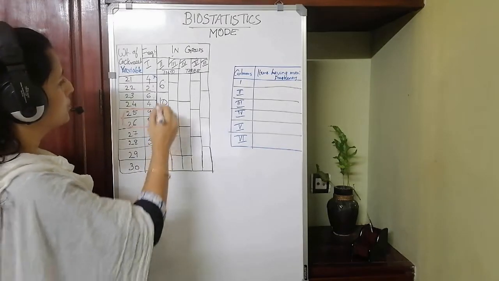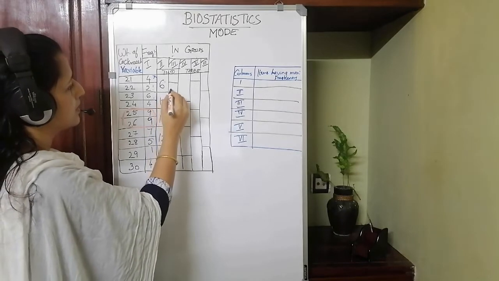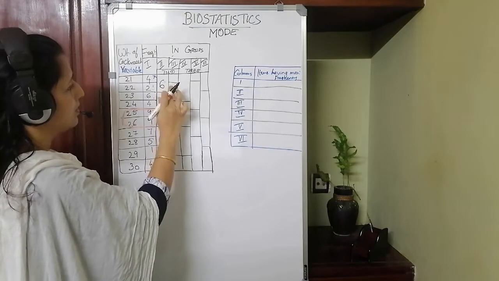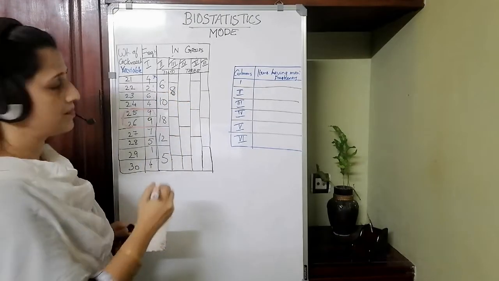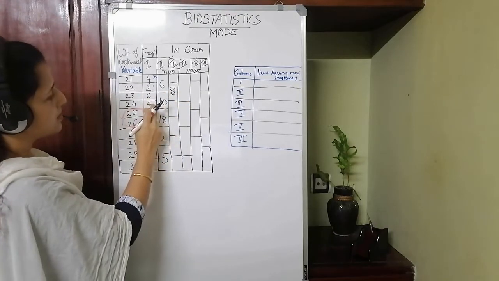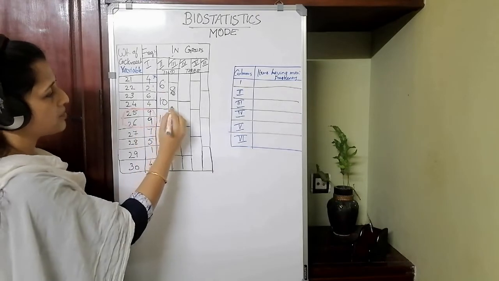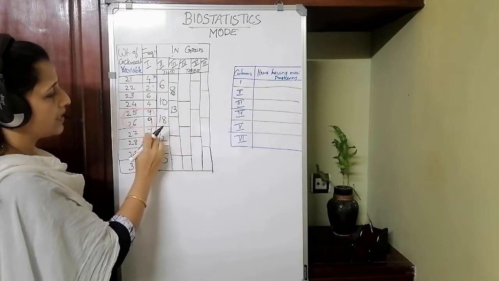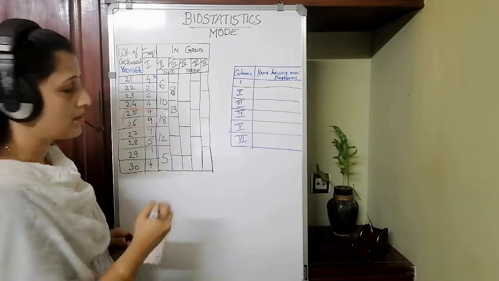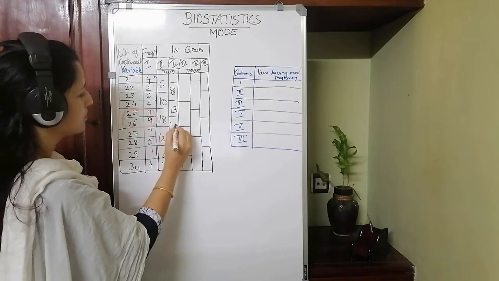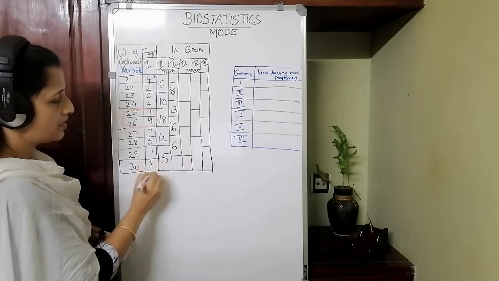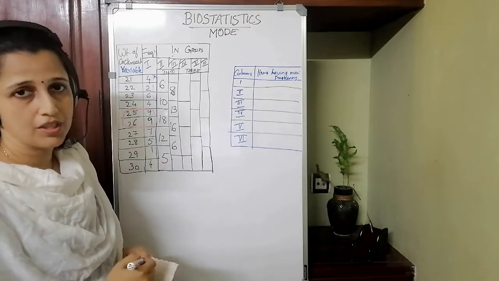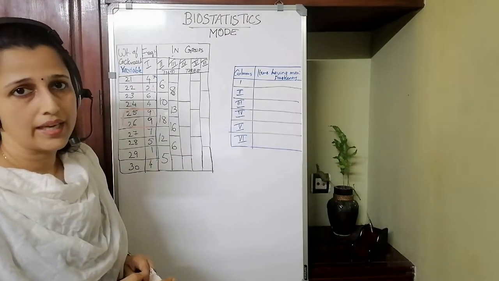2 plus 6 comes to 8. Then next is 4 plus 9 comes to 13. 9 plus 7 comes to 16. Then 5 plus 1, 6. Last, only one frequency value is there, that can be ignored again.